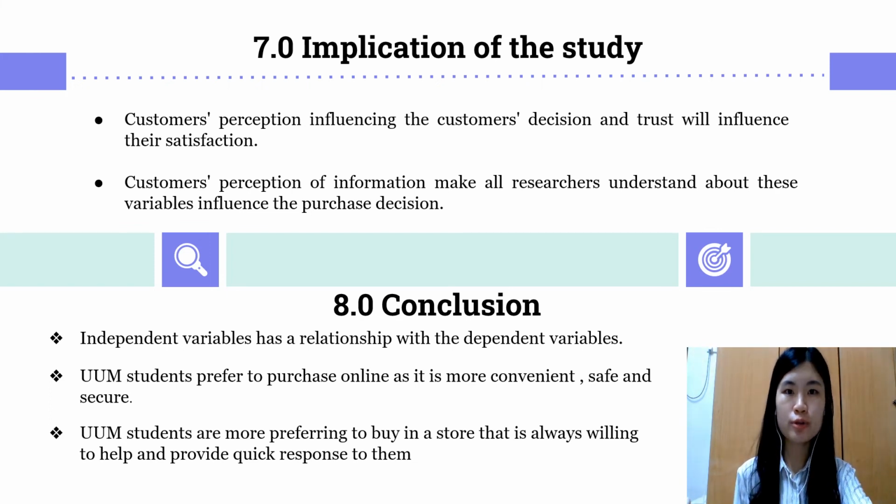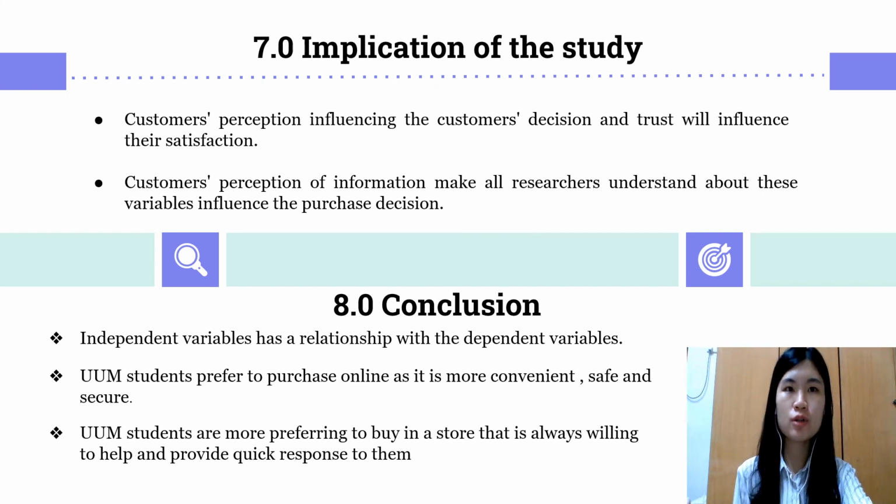Next, we come to the conclusion. These findings provide additional evidence for the development of information about the approaches. Overall, this study shows that all the independent variables, such as perceived usefulness, design credibility, trust, and responsiveness, have a relationship with the dependent variable, purchase intention.